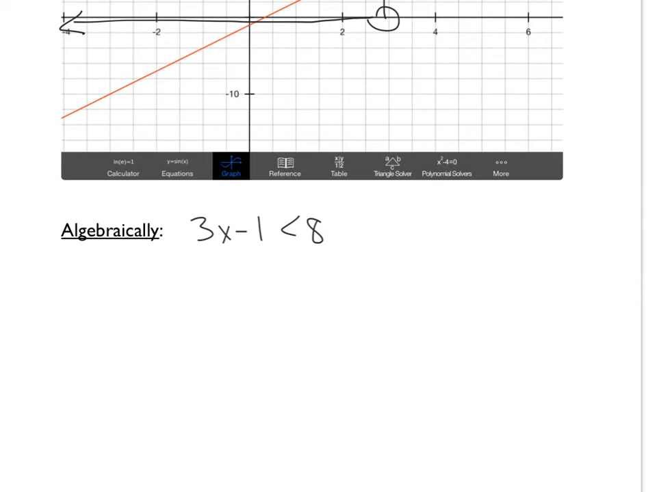Now let's solve it algebraically. So we're going to move the negative 1 over to the right-hand side. So 3x is less than 9. So you're just adding the 1 to the other side. And so we're dividing by 3. x is less than 3, which is the same as the answer we got graphically. So we know it's correct.